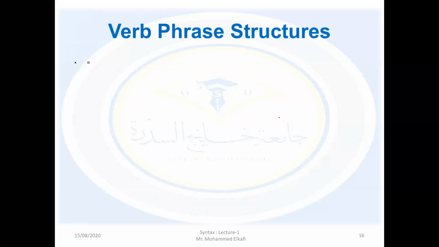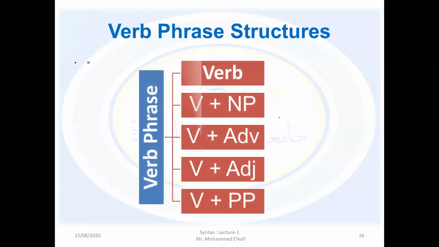The next structure is verb phrase structure. Here also we have some different structures. The verb phrase structures are, first, only one verb, as when we say Ali went. Went is the past of go. Used alone, went is a verb phrase.